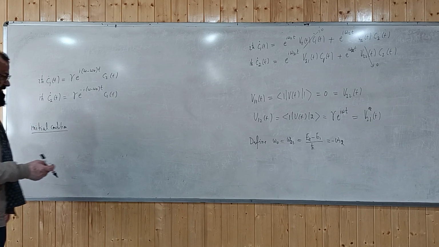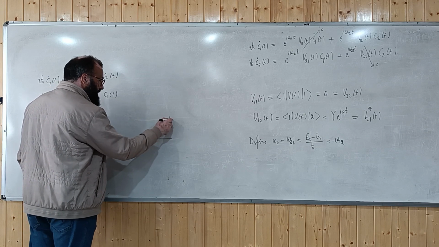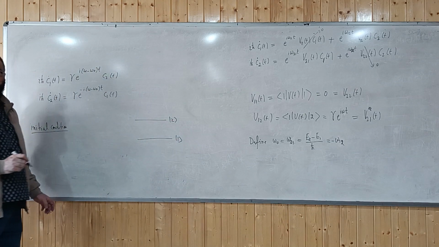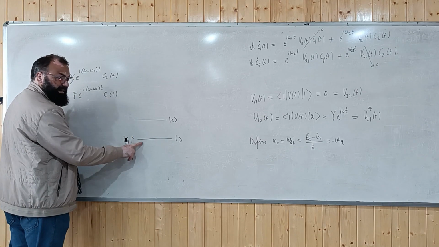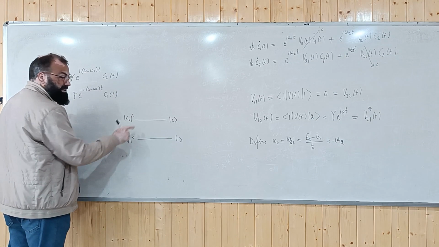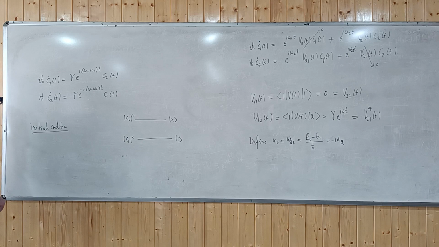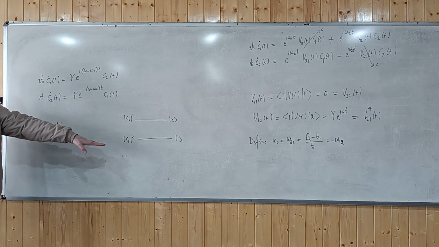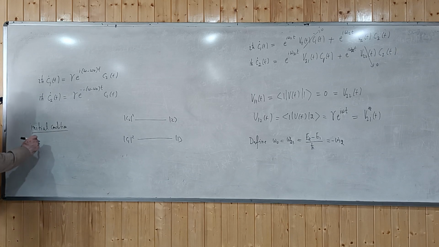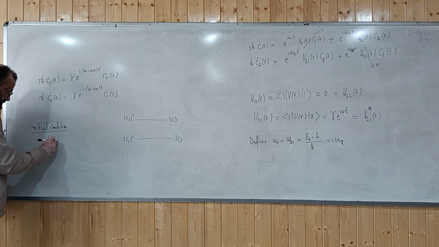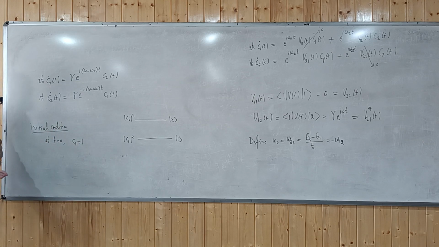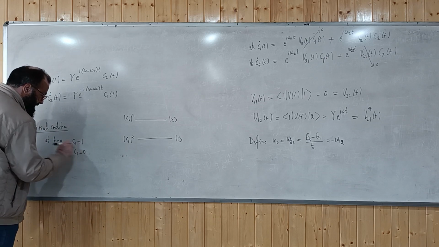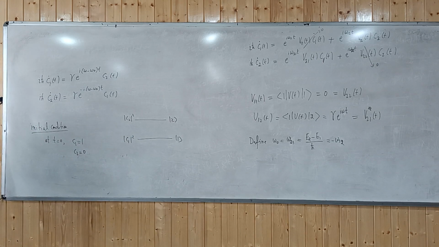Since I have a two-level system, mod of C1 squared gives the probability in state 1, and mod of C2 squared gives the probability in state 2. So I will assume only the ground state is populated initially, at t equal to 0. Initial condition means at t equal to 0. So my C1 is equal to 1. That means the particle has 100% probability in level 1, and there is no probability of finding the particle in level 2. Clear? Got it?